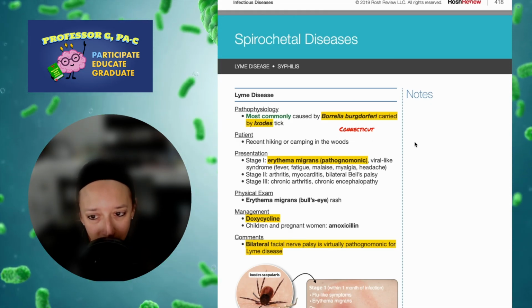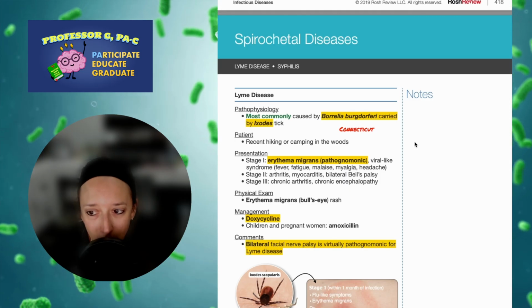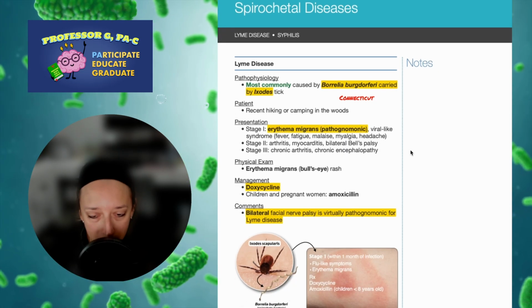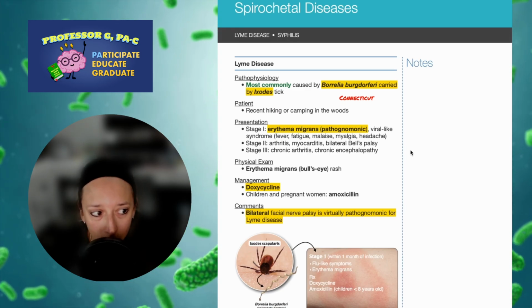The patient has a history of hiking outdoors or exposure in grassy wooded areas. And really the presentation is broken up into stages. So stage 1 is really early or localized.